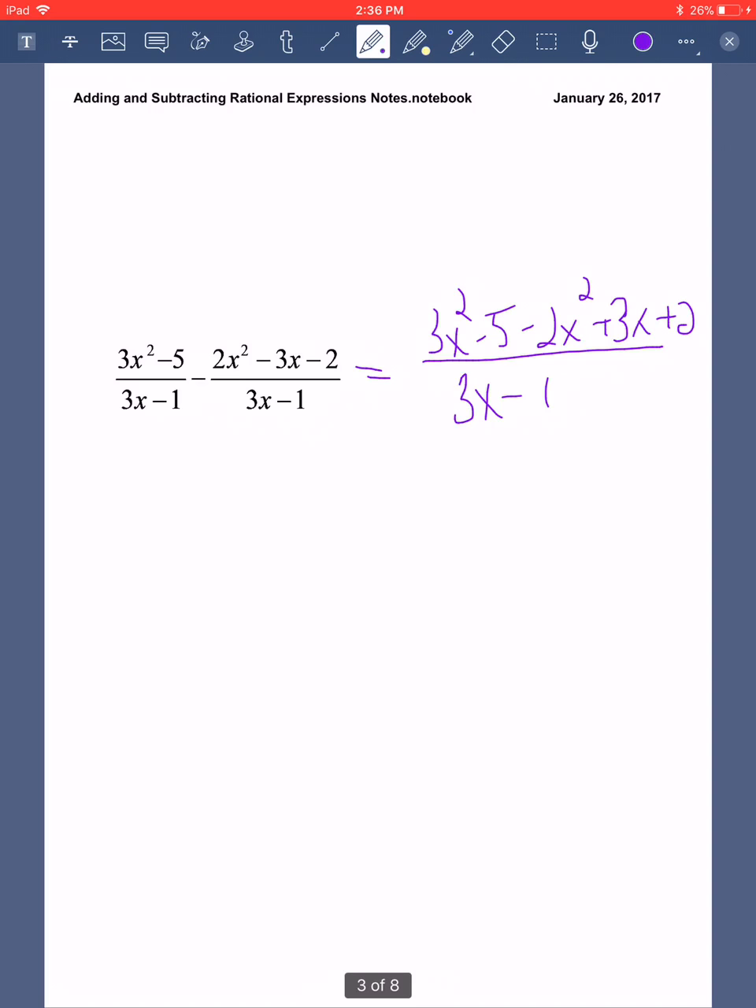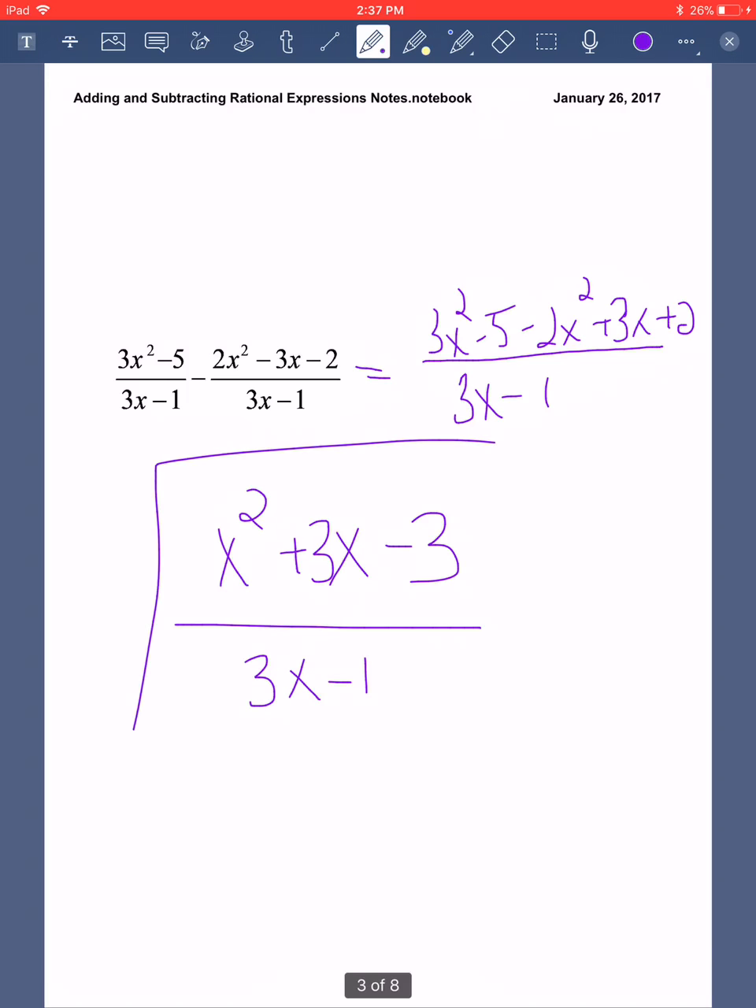So 3x squared plus negative 2x squared is 1x squared. Then I've got plus 3x and then minus 3 all over 3x minus 1. And then just look and see, can you factor any further? So the numerator, I would need factors of negative 3 that add up to positive 3, which doesn't exist. So I end up with x squared plus 3x minus 3 over 3x minus 1.